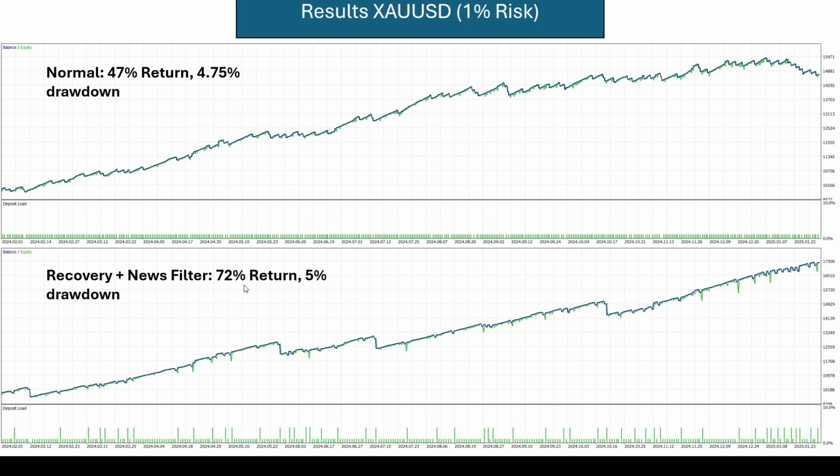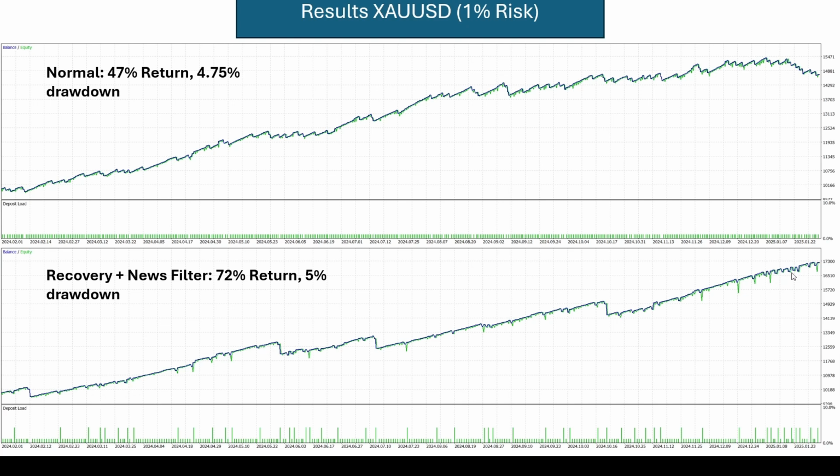However, down here, we ran the recovery plus news filter. So those were the parameters listed previously, where you have 1 recovery trade. And here, over the same time period, we had a 72% return with a 5% drawdown. As you can see, these little drops are when you would effectively hit the 5%. So this is when you had 2 negative trades in a row.